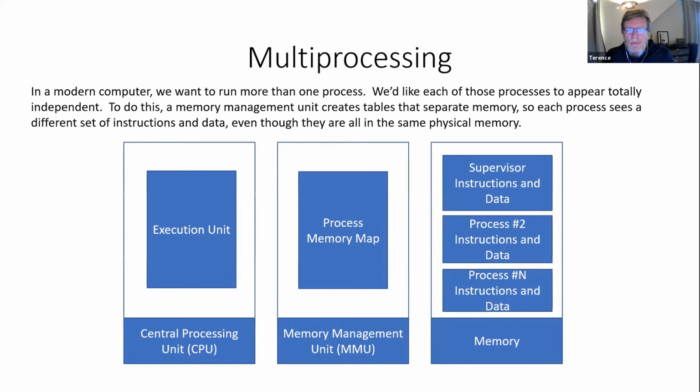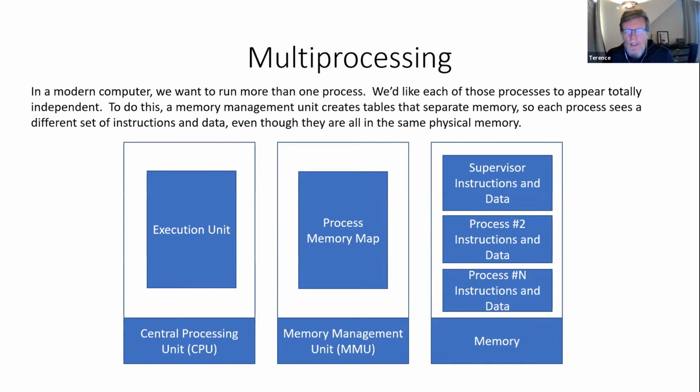And to isolate those processes, we have to create essentially unique views onto memory for them. So processes can't read each other's memory. They can't overwrite programs in other processes, things like that. And we want to be able to make that happen. And that's where the memory management unit comes in. The memory management unit is going to create tables within hardware that are going to separate memory so that each process is going to see a different set of instructions and data, even though they're all in the same actual physical memory.